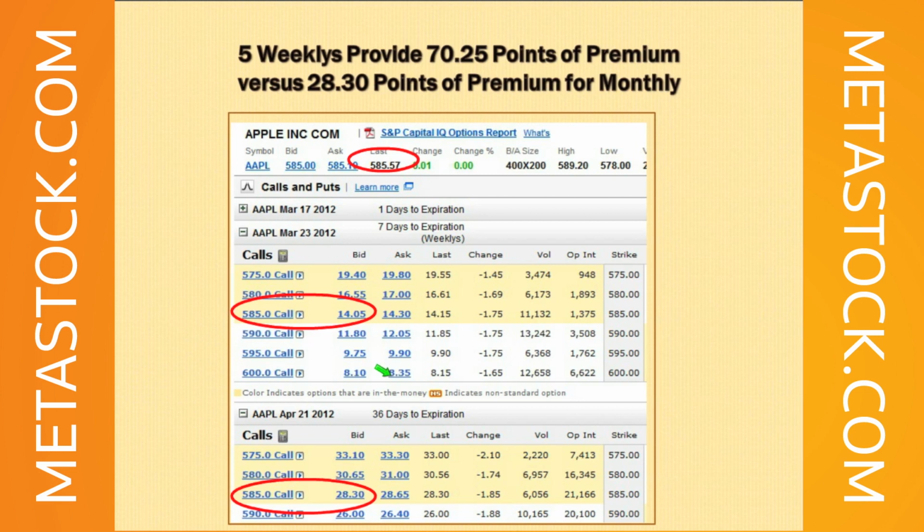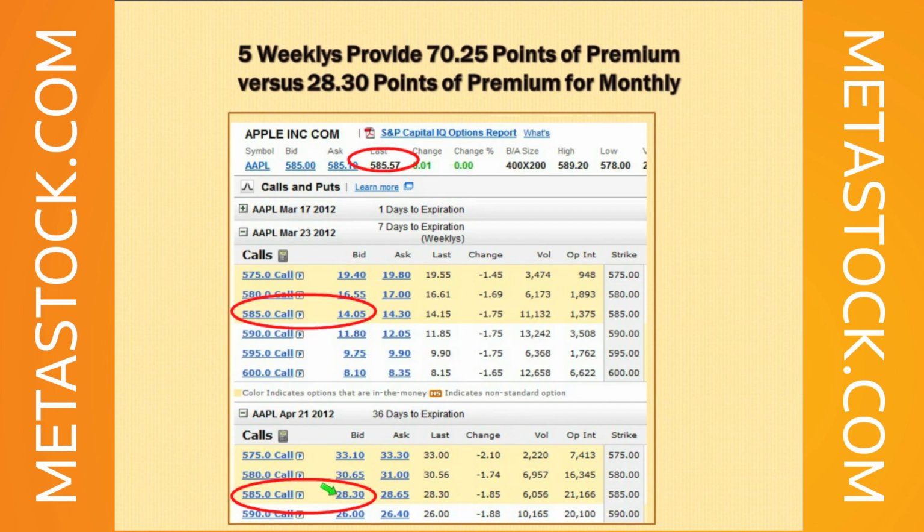This is an option chain for Apple, and Apple at the time was trading at 585. So the at the money call would have been the 585 strike. This shows the premium for the 1 week call. This had 7 days to expiration. The premium was 1405. Now the monthly premium was 2830, but of course the monthly premium is higher.